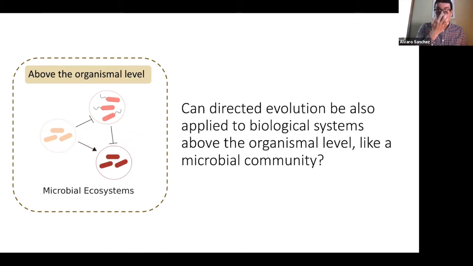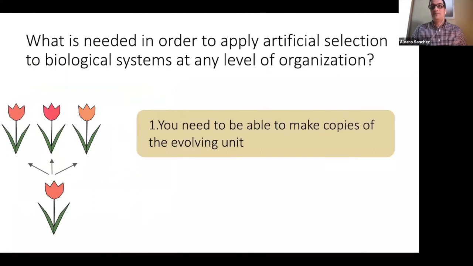And here the challenge is that a microbial community is composed of organisms, right? And those organisms can indeed have their own reproductive cycles, right? But you do not want to necessarily interfere with those. What you want is to generate a collective that has a function that is better than the one you had before. So the question is whether or not this could be done, right? And in principle, the short answer is that, technically speaking, you could really apply artificial selection to any biological system at any level of organization as long as three simple rules apply.